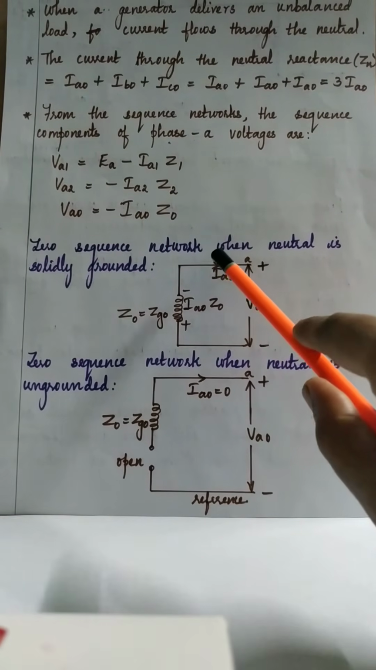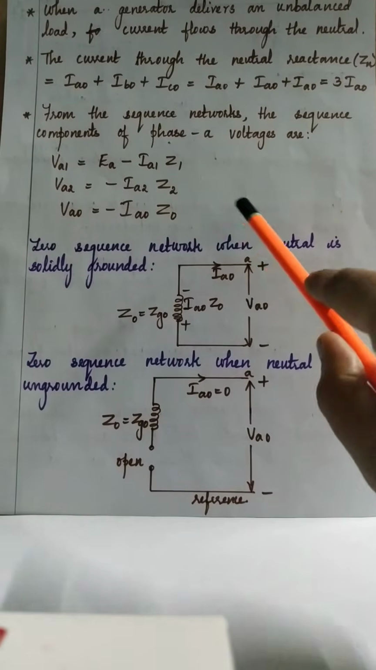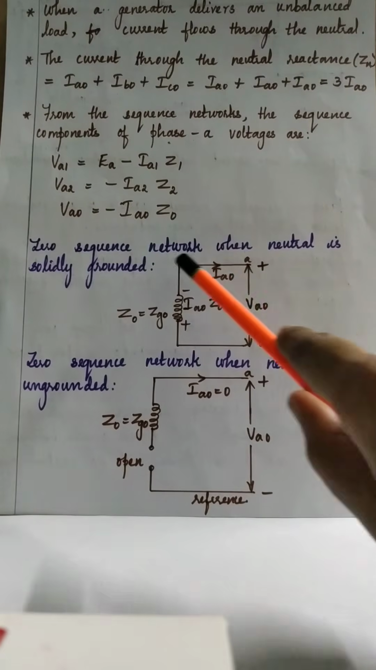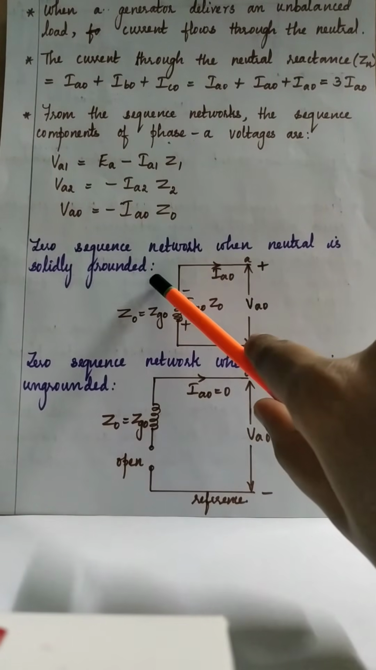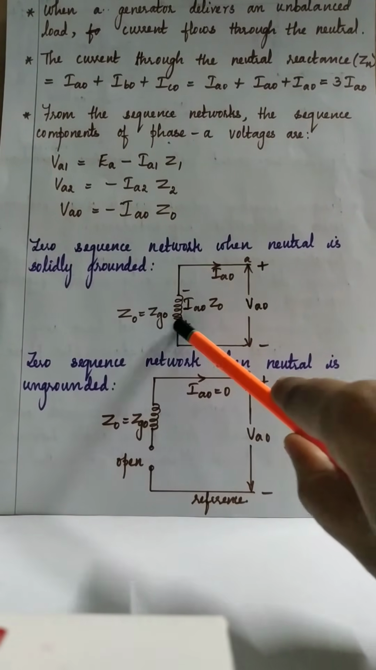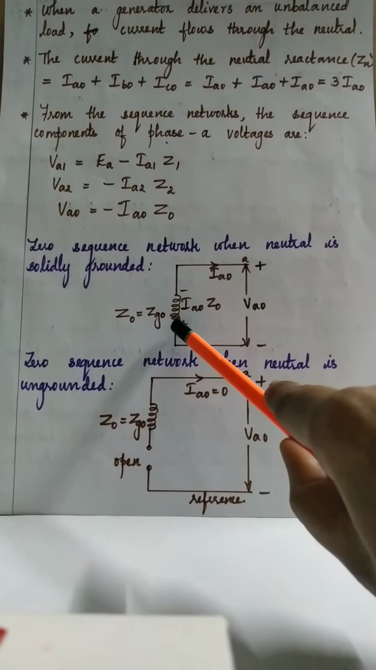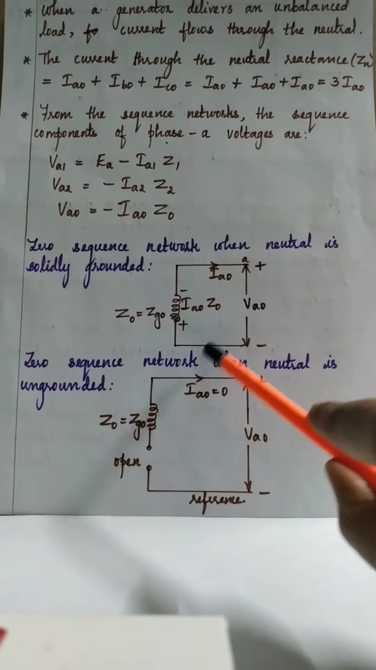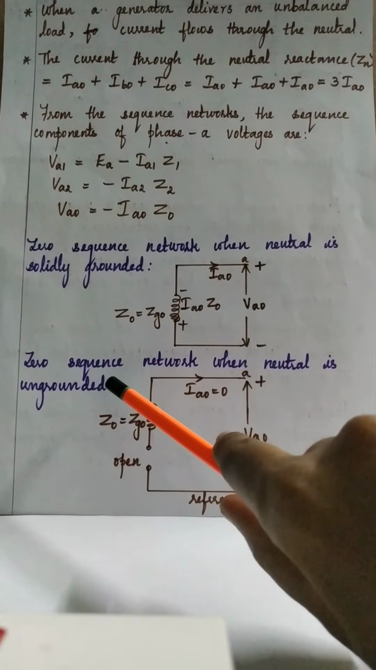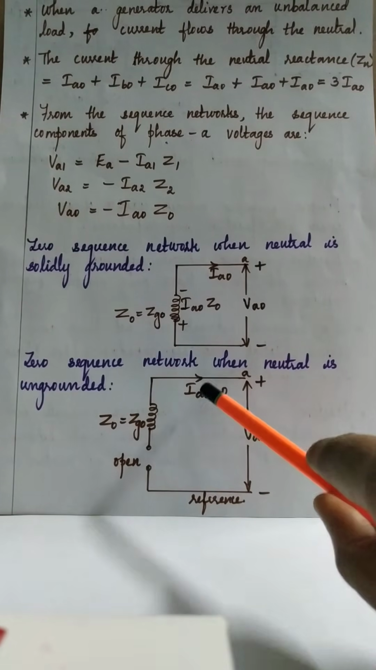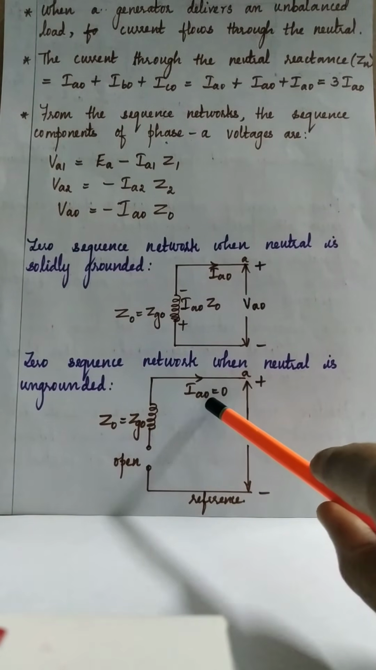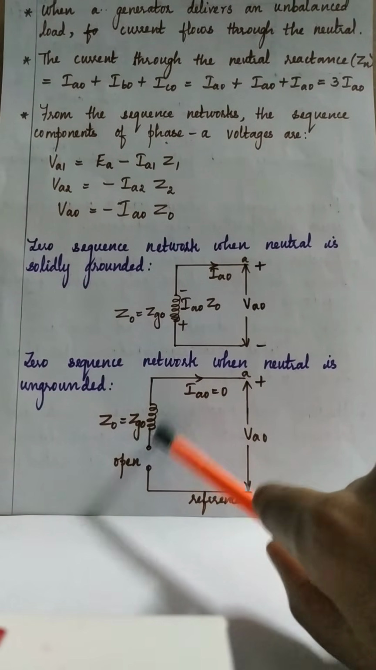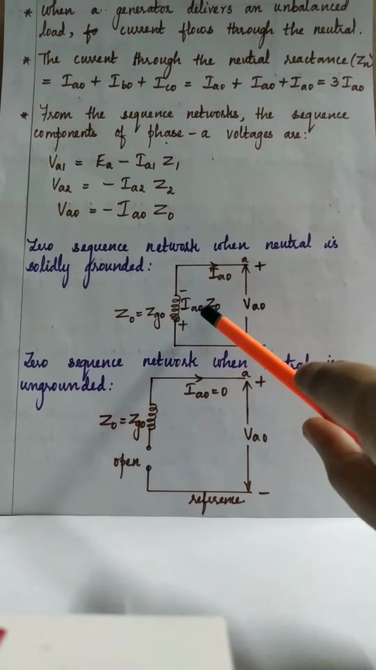Now, whatever we have discussed till now, we have considered the neutral grounded through a neutral impedance Zn. Suppose the neutral is directly grounded without Zn, we remove Zn. And in the case of the zero sequence network, when the neutral is ungrounded, that is the current IA0 is equal to 0. That means it is left open. So these are the two special cases of the zero sequence network.